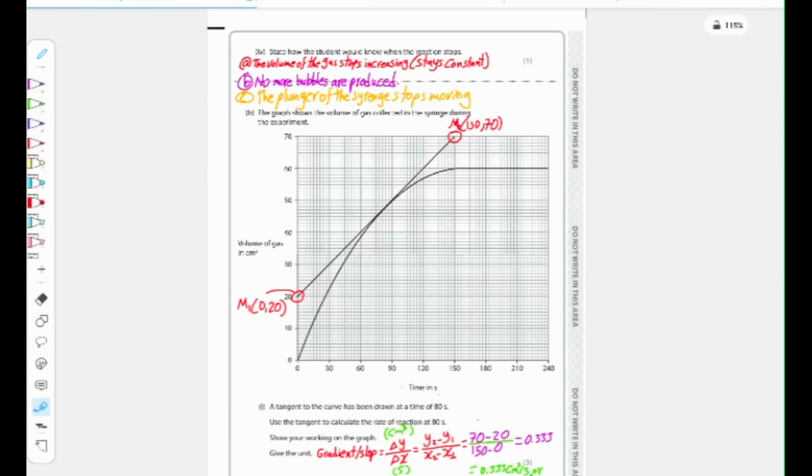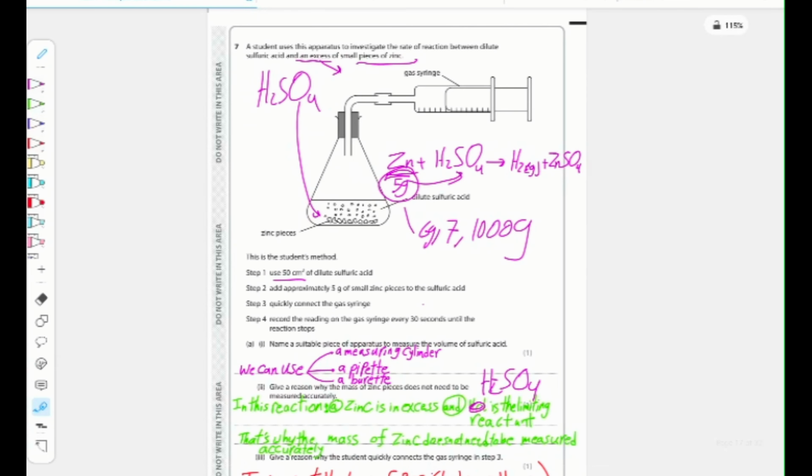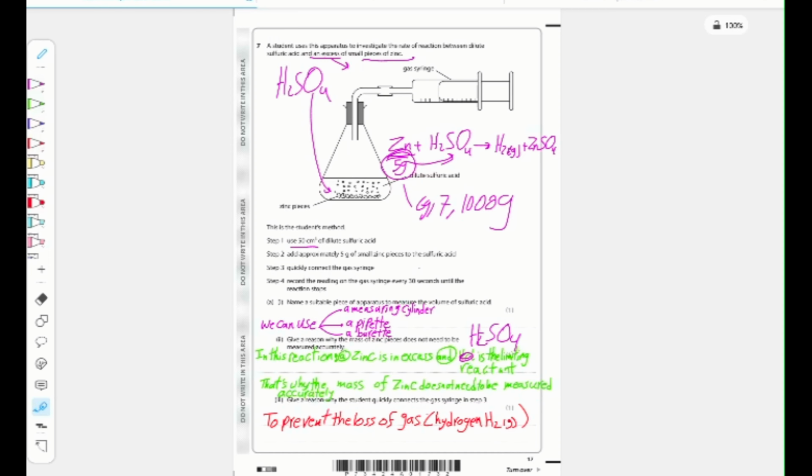Why? Because generally it was here. Then it started moving because of the hydrogen released from the reaction. When the reaction stops releasing hydrogen, the plunger will stay as it is, and the volume is going to stop increasing.